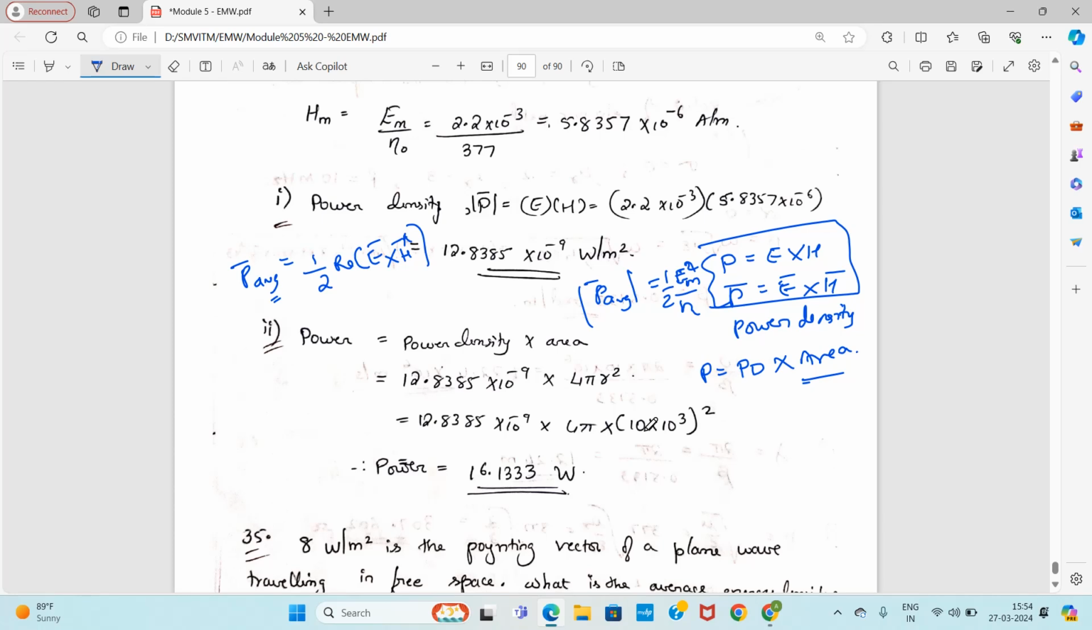Area according to the shape. If it is a rectangle, side into side. If it is a circle, pi r square. If it is a sphere, 4 pi r square.